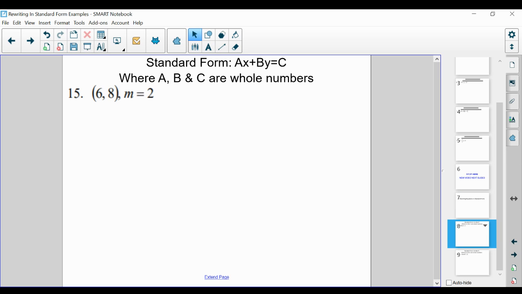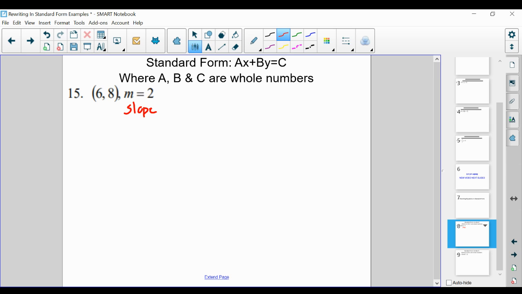Let's talk about problem number 15. Problem number 15, we are given that we have a coordinate point (6, 8), and we're given m is equal to 2. One of the first things off the bat that I notice is that I have m is equal to 2. Thinking back, we know that m stands for slope. So it's going to tell us that whatever line we have is going to have a slope value of 2.